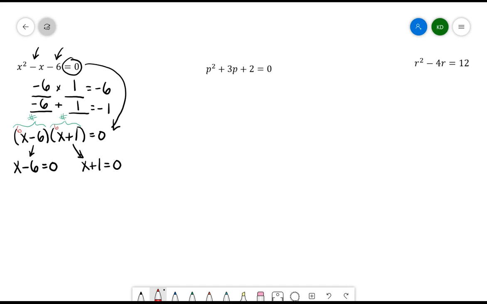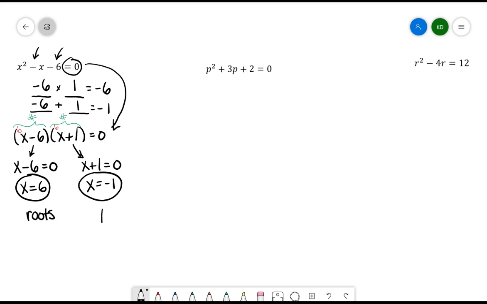So this is why we're taking each factor separately and solving for when would x make this equation equal to 0. So for my first one, x minus 6 equals 0, we'll add 6 to both sides and we're going to get x equals 6. For the second one, we'll subtract 1 from both sides and we'll get x equals negative 1.